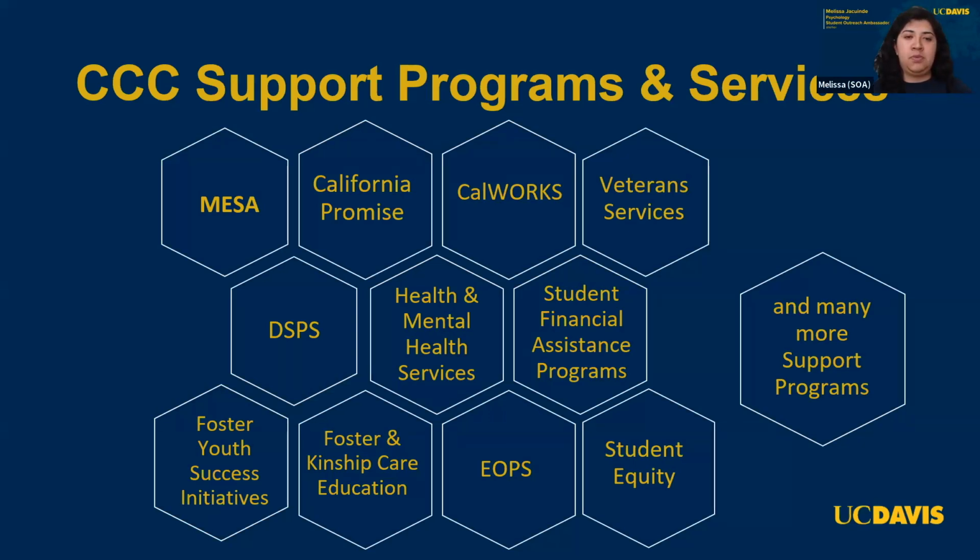So an example for this would be DSPS, Foster Youth Success Initiatives, Veteran Services. I see MESA. I was a part of MESA when I was in my community college. And there's many other programs that can fall within your major and support you, or have cultural centers and programs like Umoja and basic assistance like Writing and Tutoring Center. So this is just to let you know that even in your community college, there's a lot of help and services that you can use right now. You don't have to wait until you transfer.